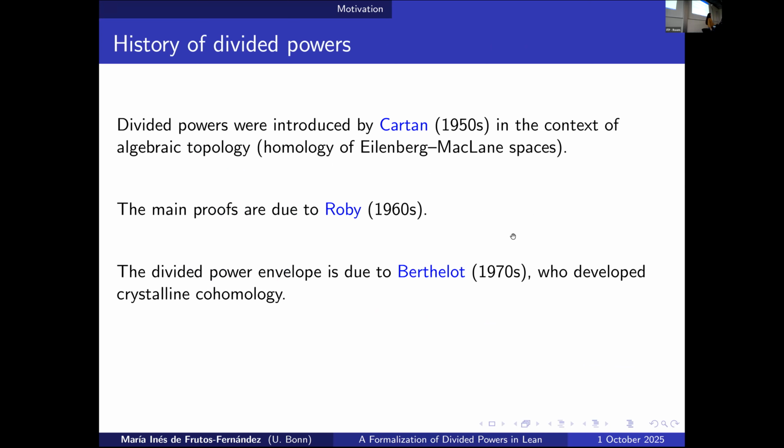An overview of the history of divided powers is given here. As I've mentioned, they were introduced by Cartan in the 1950s. Actually, his motivation was not from arithmetic geometry. He was studying a problem in algebraic topology. But then most of the proofs in this area are due to Roby in the 1960s. And the construction of this universal divided power envelope that I mentioned in the previous slide was done by Berthelot in the 1970s. Berthelot also developed the theory of crystalline cohomology. Now, 50 years later, we are formalizing this theory in Lean.